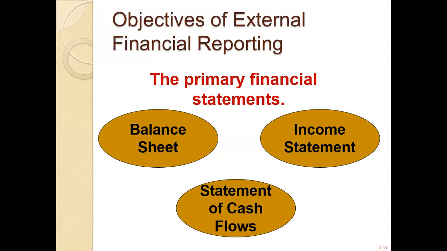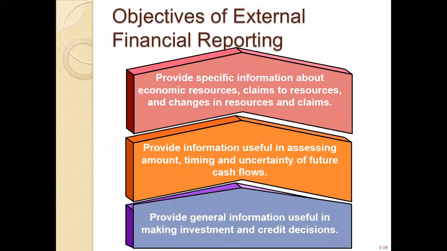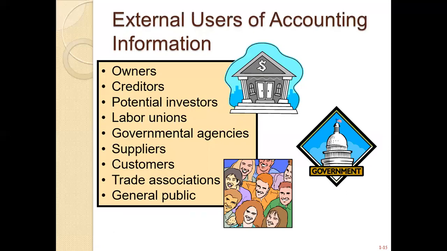Okay, class, now back. These are the external users of accounting information. The reports we already discussed. Again, as we discussed in the accounting system, owners, creditors, and potential investors are the people who invest in a business on a temporary basis.